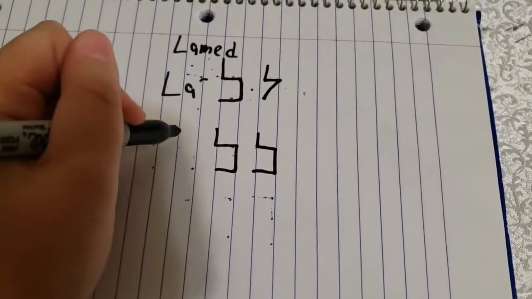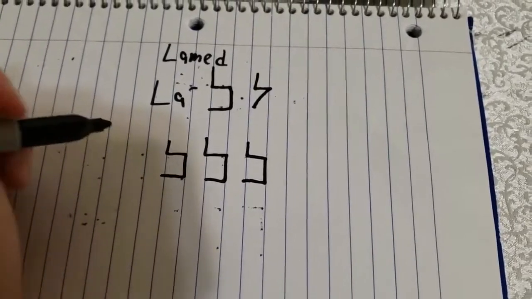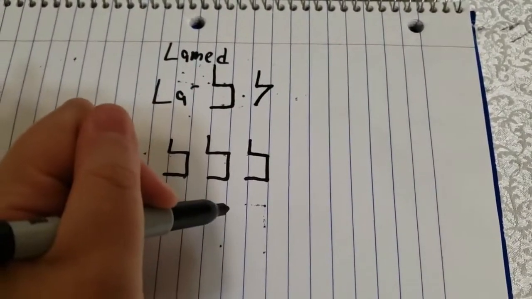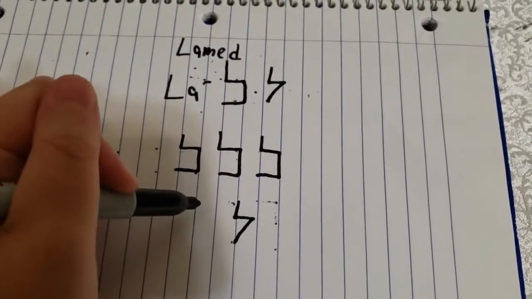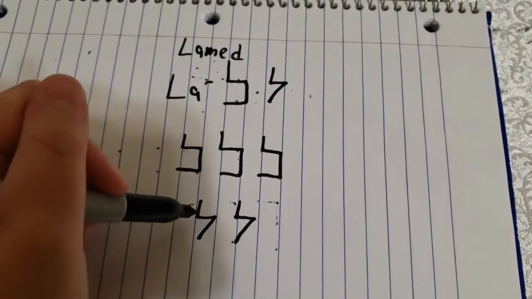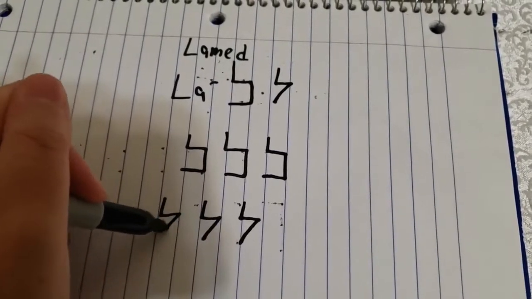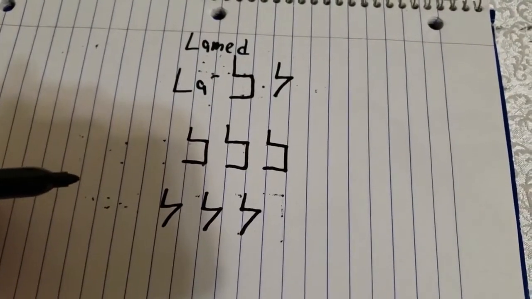Lamed. The other version is we make a line, we go down and we make it like a triangle. Looks like a thunder. Lamed. They're both good.